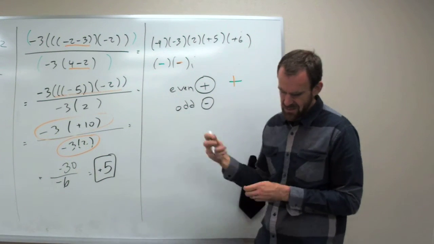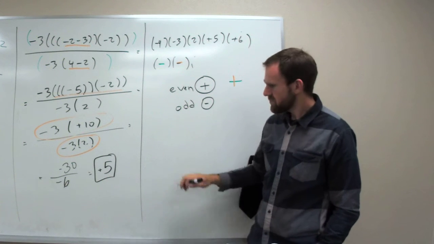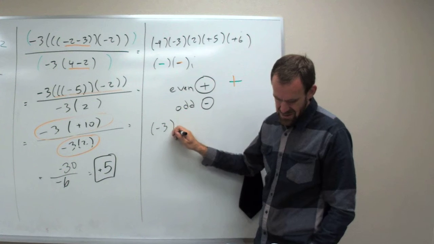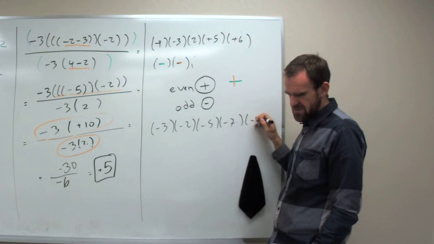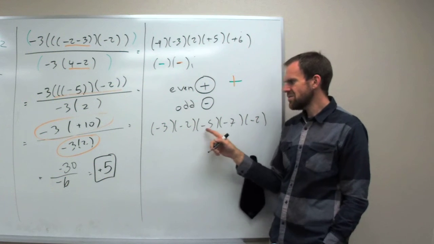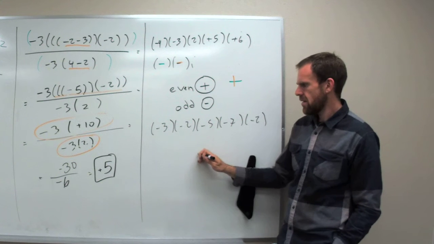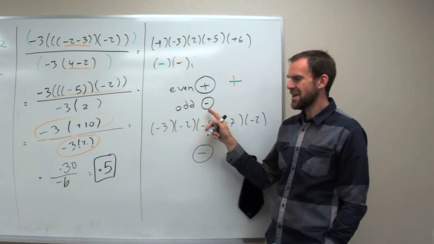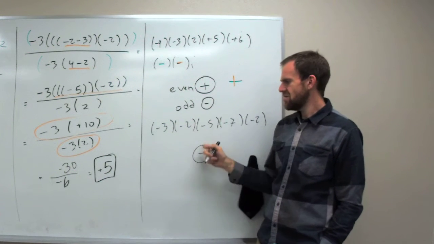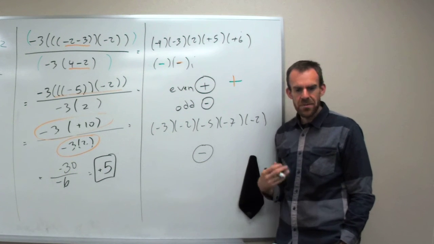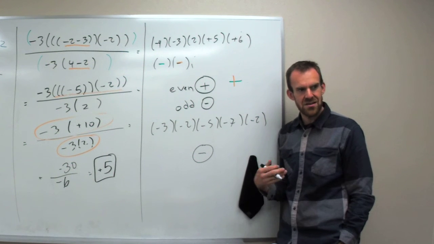Let's try one where it's going to come out negative, and then we'll be done. Oh, I gave away the answer. So negative 3 times negative 2 times negative 5 times negative 7 times negative 2. How many minus signs do we have? 5. So what's the answer going to be? Negative, because there was an odd number of minus signs, so the answer is negative. They'll be clear and they'll say, is it going to be positive or negative as the answer?